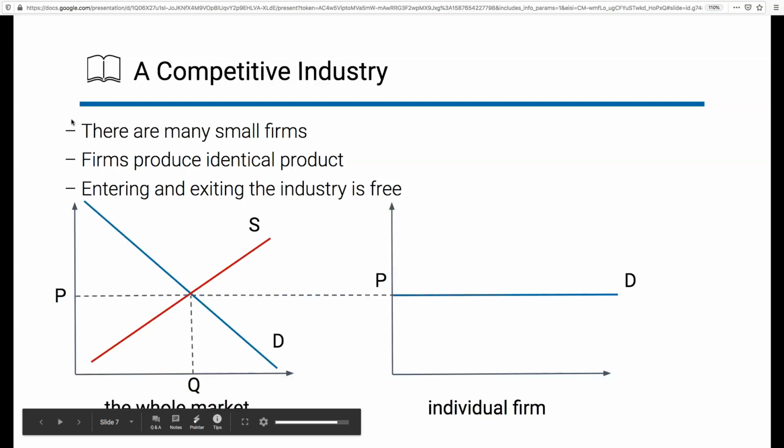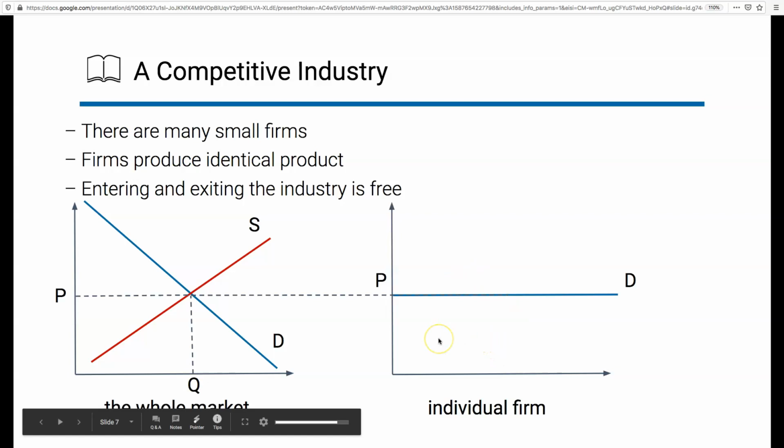So here's how things are going to look. We're going to look at two graphs side by side, and the left graph is going to be devoted to the market in general, the whole market, and it's going to operate according to the demand and supply laws that we've been talking about in the very beginning of the course. And on the right, we're going to look at the demand for the output of an individual firm.